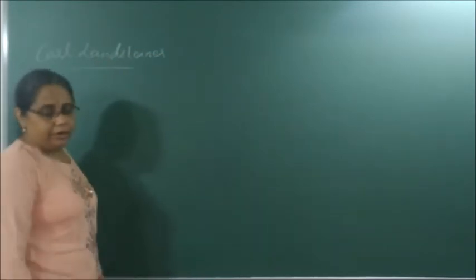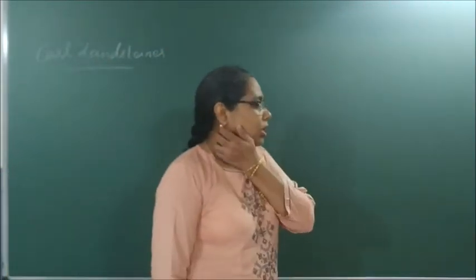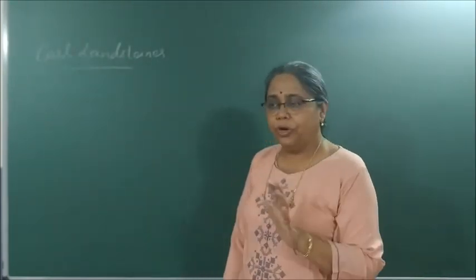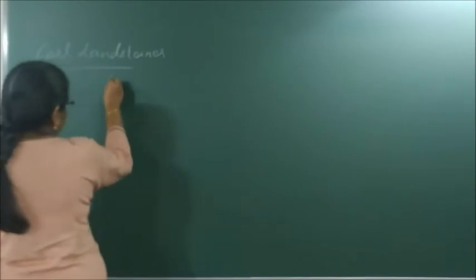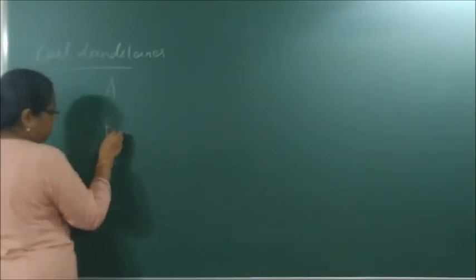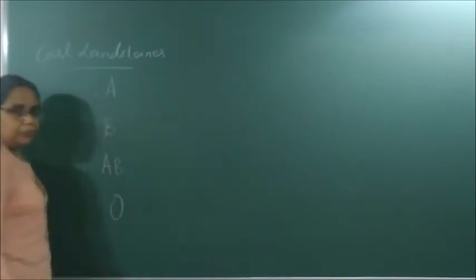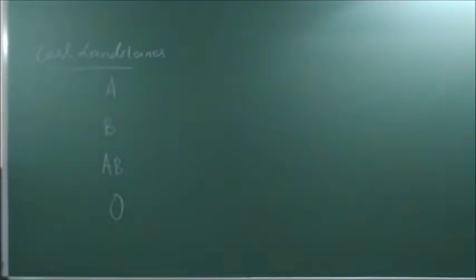Karl Landsteiner was the person who told that humans have 4 kinds of blood groups. What are the 4 kinds of blood groups we have? A, B, AB and O.